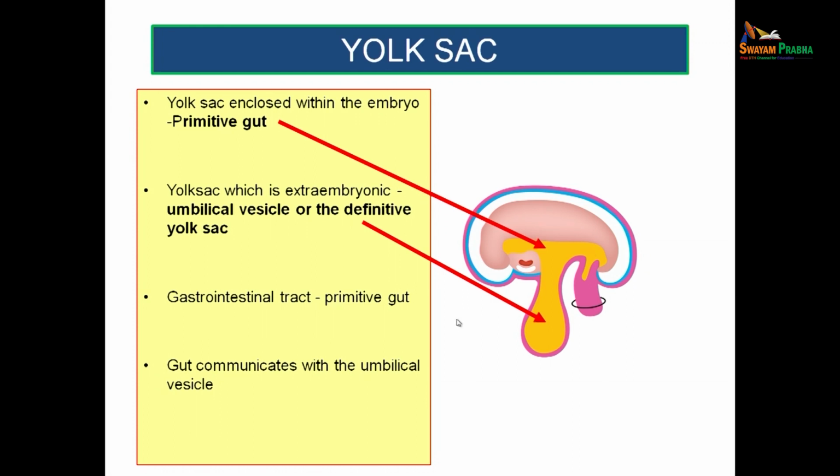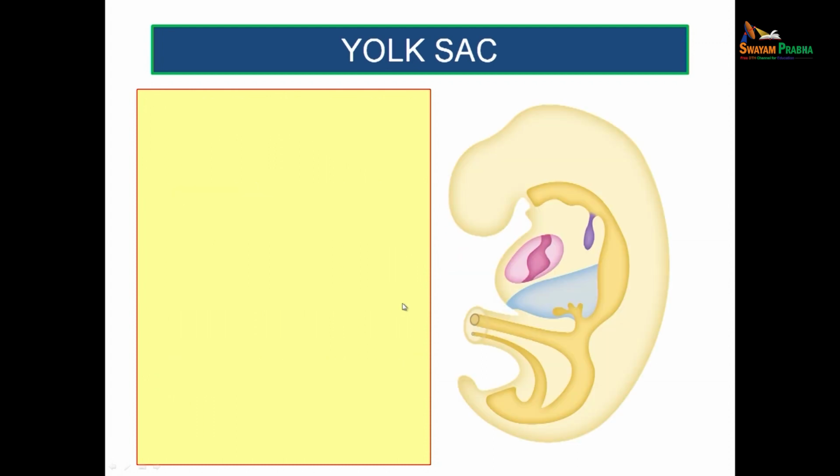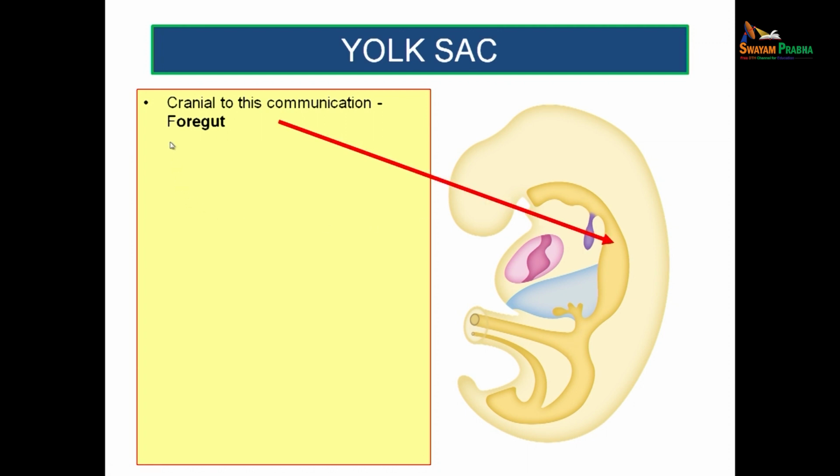So, what are the derivatives of primitive gut? Primitive gut actually gives rise to the entire gastrointestinal system. And the yolk sac is not actually divided into two parts, still it is maintaining a communication. That is, the primitive gut within the embryo as well as the umbilical vesicle is maintaining a communication between the two structures. So, cranial to this communication, the primitive gut is forming the foregut.